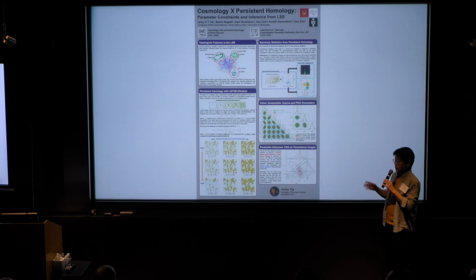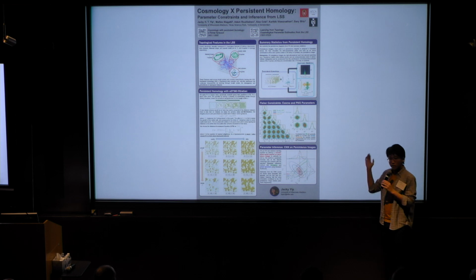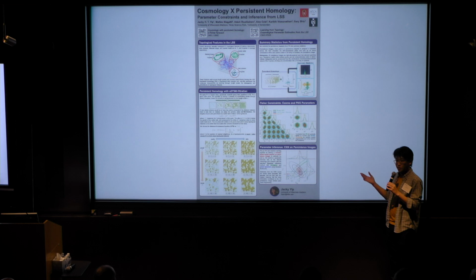Essentially, we use a tool called persistent homology, a tool in topological data analysis, which is extremely flexible to extract these topological features from different scales. Then we build summary statistics from that, and carry out a Fisher analysis, which we find gives a substantial improvement in constraints for all these parameters.